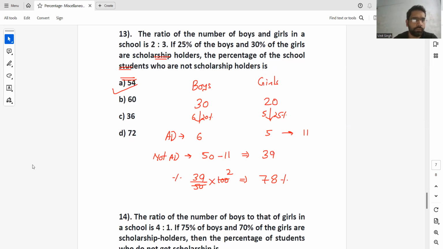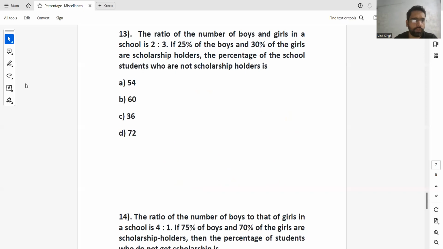Question number 30. The ratio of the number of boys and girls in a school is 2:3. 25% of the boys and 30% of the girls are scholarship holders. What is the percentage of the school students who are not scholarship holders? Like the same question, boys and girls: boys is 20, girls is 30.